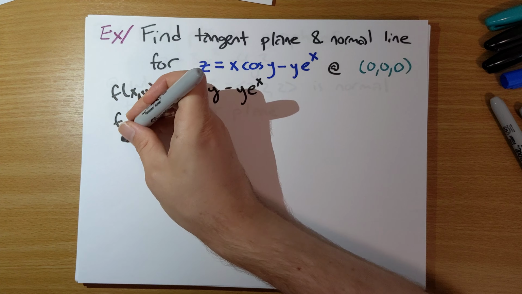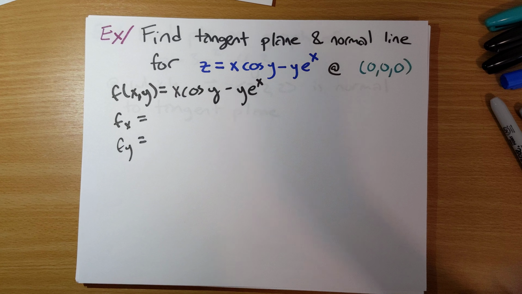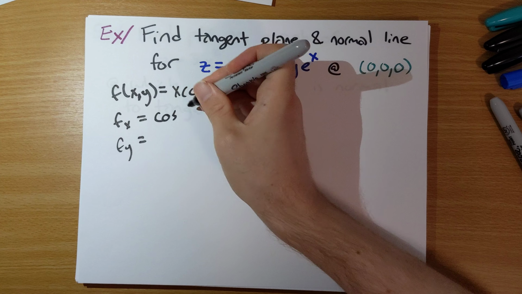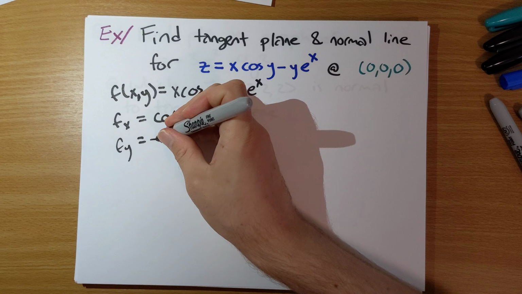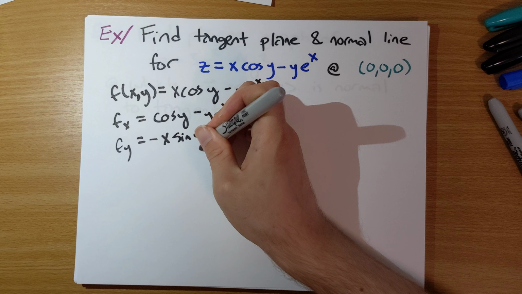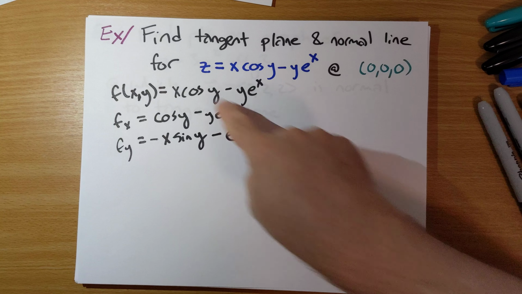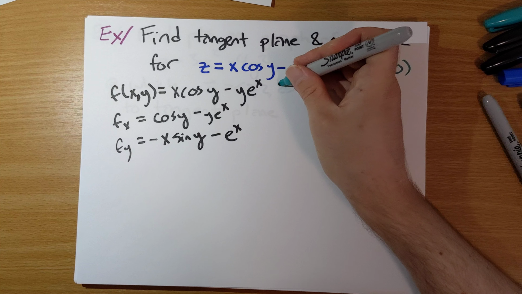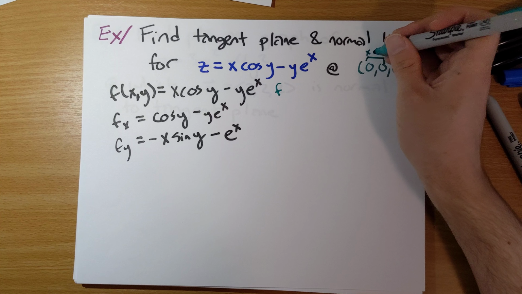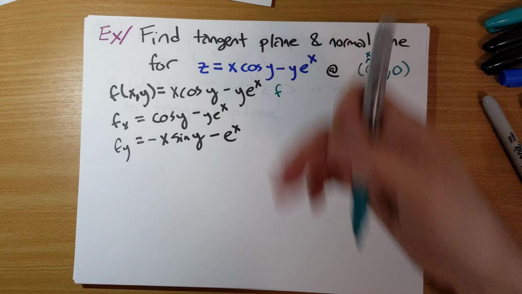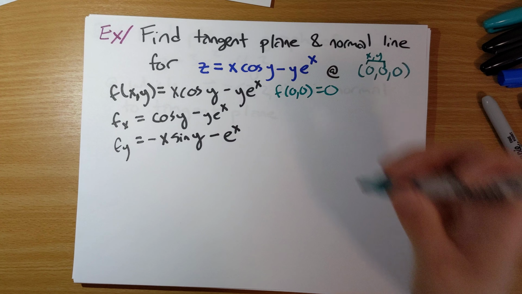We know we need partial derivatives here. The x partial derivative is going to be cosine y minus y e to the x. The y partial derivative will be negative x sine y minus e to the x. And we need to evaluate all three of these at (0, 0, 0). x and y are 0, 0. z then just comes as 0 for free. f of 0, 0 is 0.